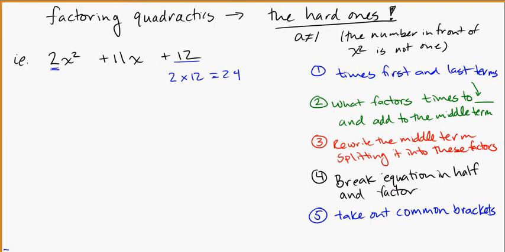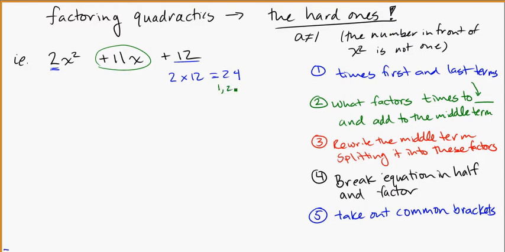Now, in the second step, I want to think about what factors times to what we found in the first step, 24, and add to the middle term. And our middle term is the middle term of the original expression. So what times together to get 24 but adds to 11? So we can think that out.